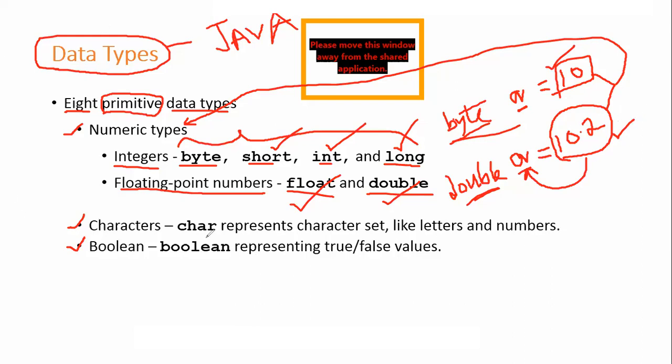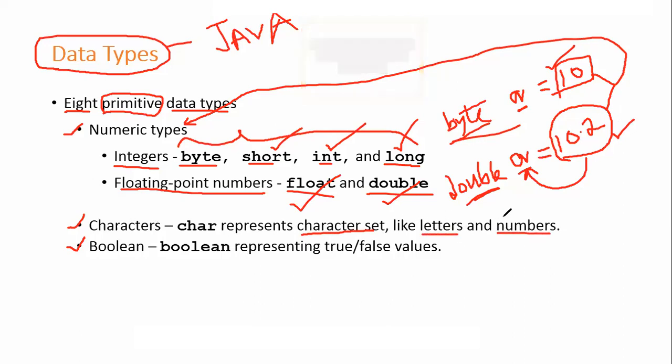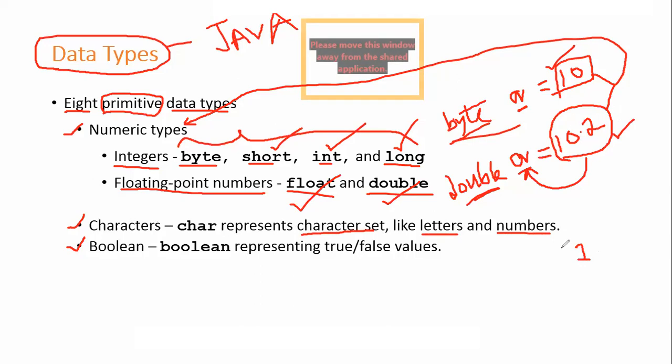Next, let us move to characters. A character represents a character set, like letters and numbers. So a letter is a character and a number also is a character. For example, you may say, sir, 1 is an integer. Yes, you are correct, 1 is an integer. But once you place 1 inside single quotes, it is going to become a character.